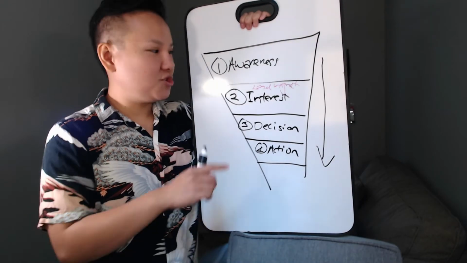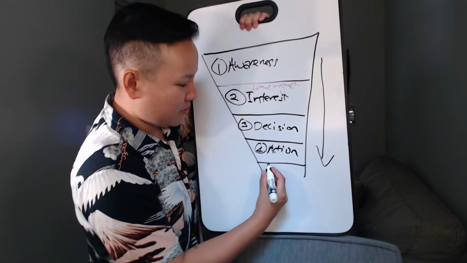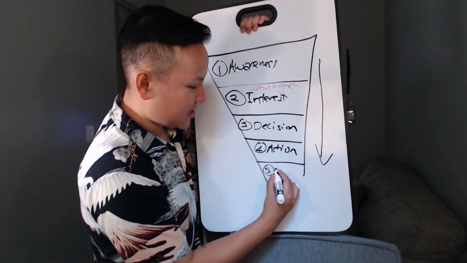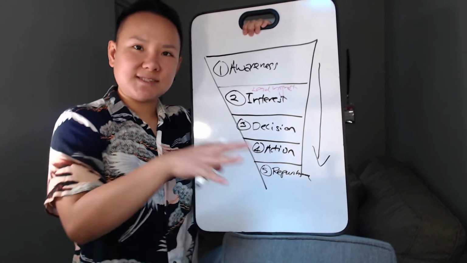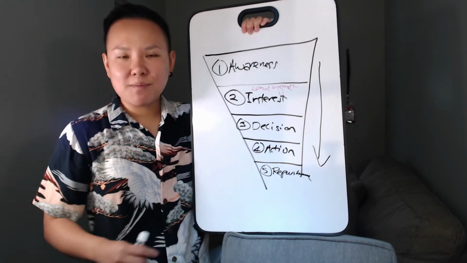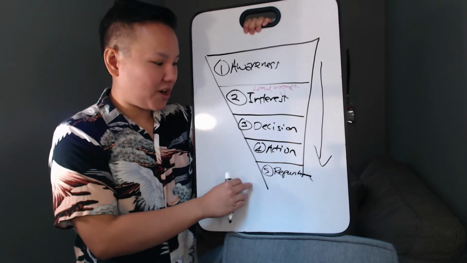Now, another stage that is unique to a sales funnel for service-based business is the repurchase stage. The repurchase stage is trying to get them to stay on as our customer, whether that's offering them a monthly maintenance service or, depending on what kind of service you offer, just to try to keep them on.